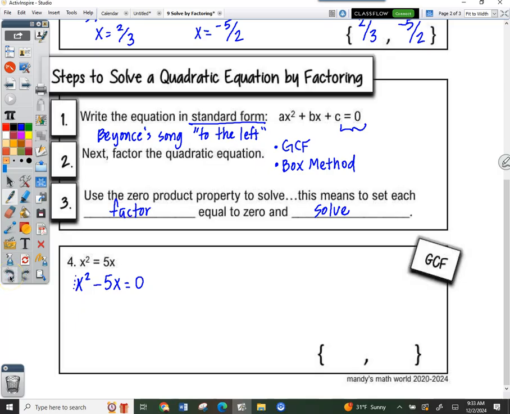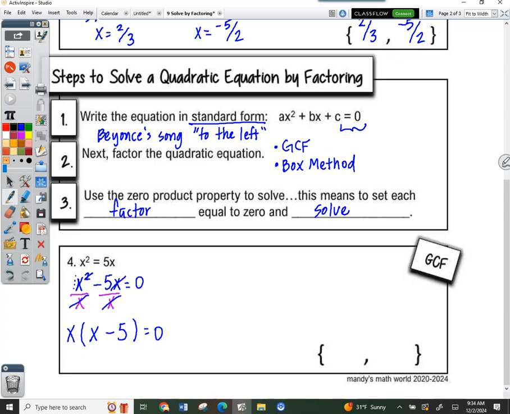I'm going to leave some space because I know some of you like this technique when you're dividing. I'm going to divide by my GCF, and I'm going to write what I get. What do I end up with? This X cancels the 1 on top, and this cancels this one exactly. And you're left with X minus 5.